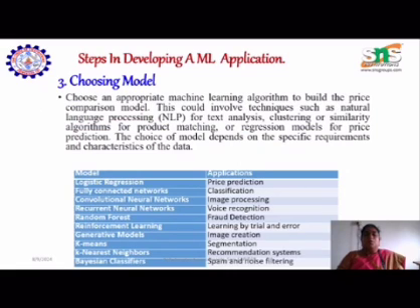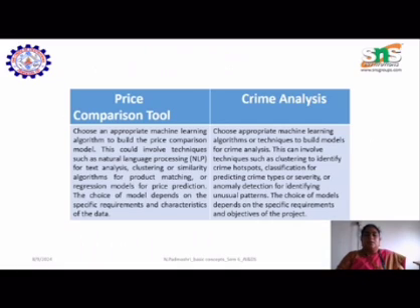Then choosing a model, you need to choose an appropriate machine learning model to build any comparison model. Say, for example, we consider a price prediction model, classification. These are all the applications and the models that you can select: logistic, fully connected, convolution neural network, recurrent, random forest. So many models are available. So whatever model is perfectly matching your application, that model alone you need to choose. That is choosing the model.